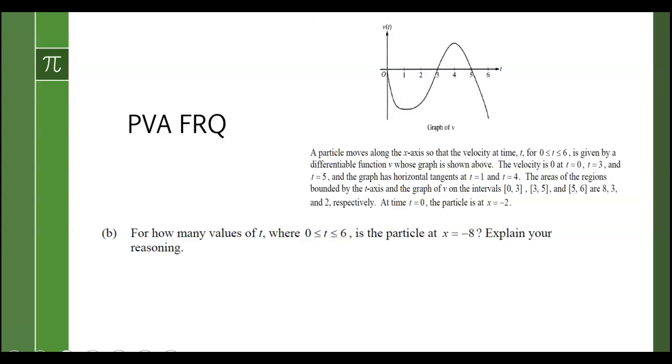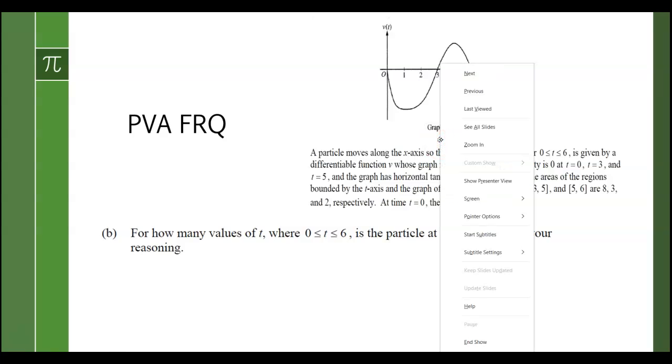For how many times of t, where 0 to 6, is the particle at x equals negative 8? So, exactly, because basically the particle is transitioning, and what I did was I kind of just used the graph up here, and I plotted my points real quick. So I was like, oh, it's at negative 2. And then I was like, okay, at 3, it's at negative 10.